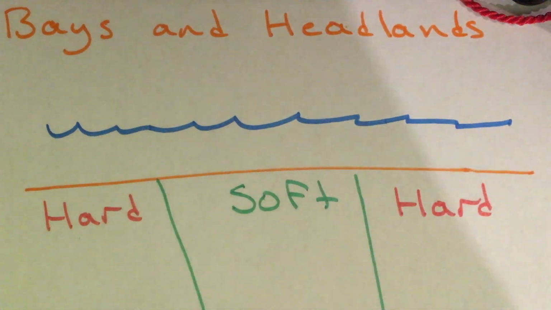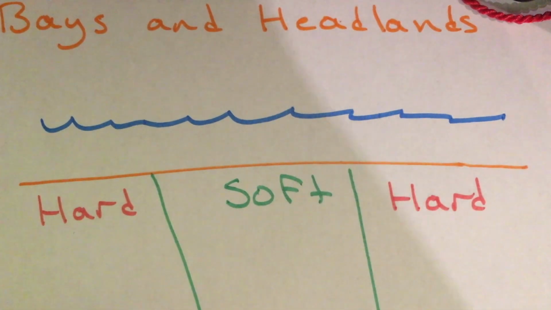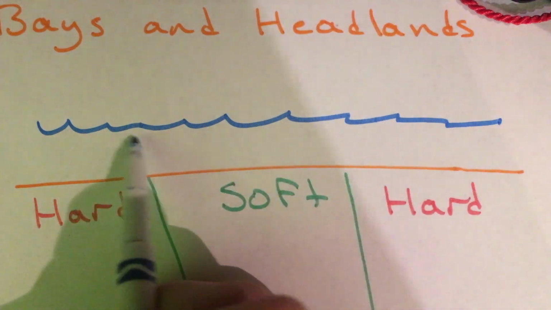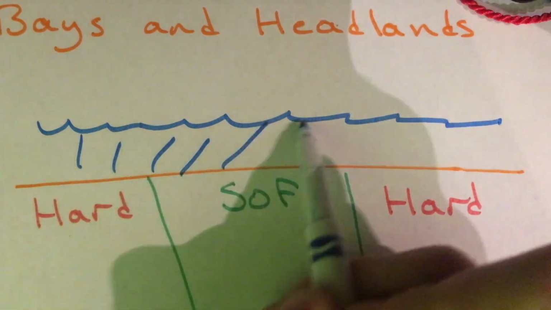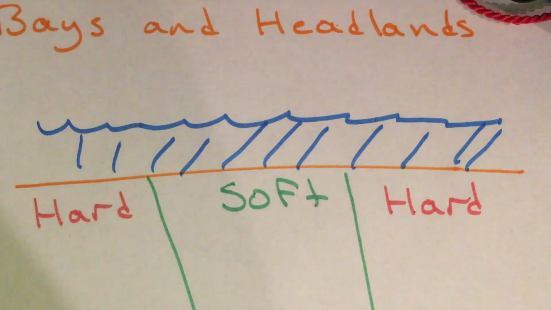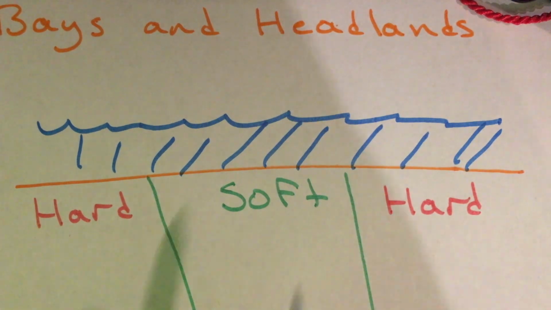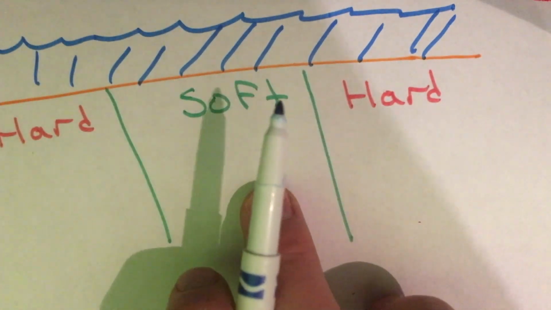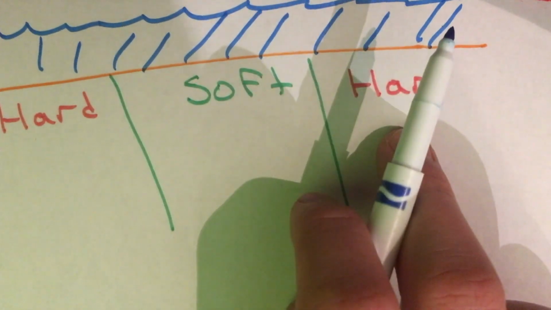So what's going to happen is the water is going to erode the coastline. It's just going to come in and erode and erode over time, and it's going to be eroded by the 4 types of erosion, which is hydraulic action, abrasion, attrition, and corrosion. And it's going to erode the soft rock faster than the hard rock.